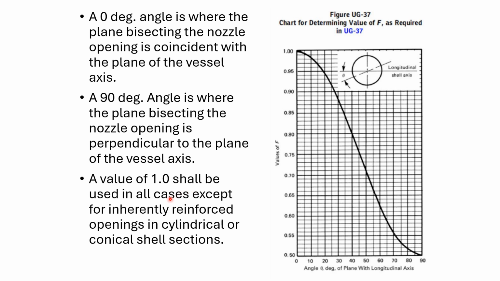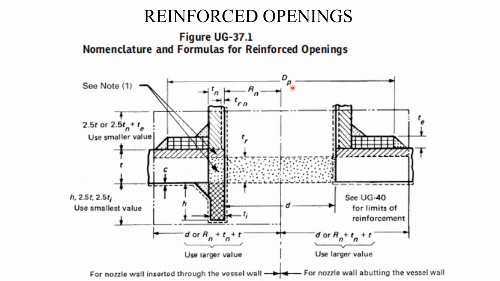But a value of 1 shall be used in all cases except for inherently reinforced openings in cylindrical or conical shell sections. Normally we use the value of F as 1 only. Only where there is an inherently reinforced opening do we go ahead with this chart and take the value of F based on this curve. If you see figure UG-37.1, this is the nozzle neck, this is the reinforcement pad, and this is the vessel shell.